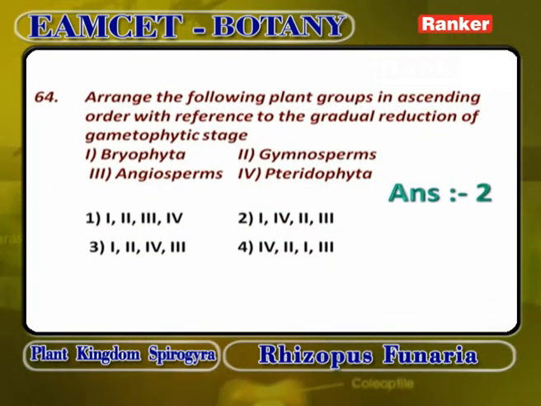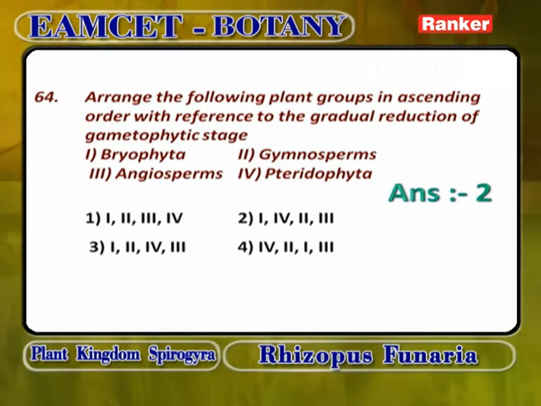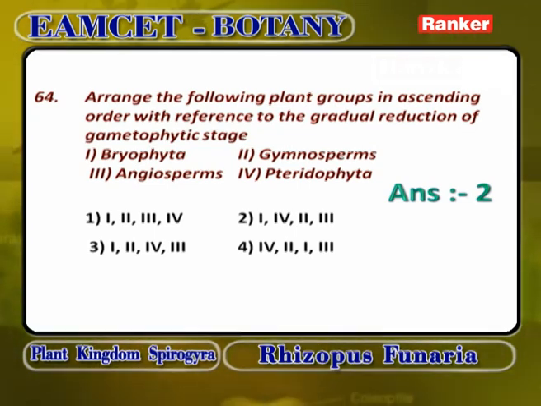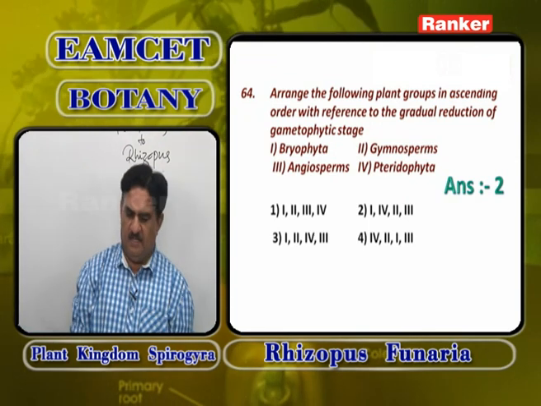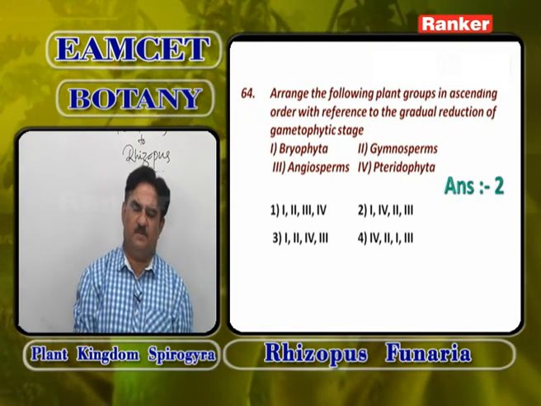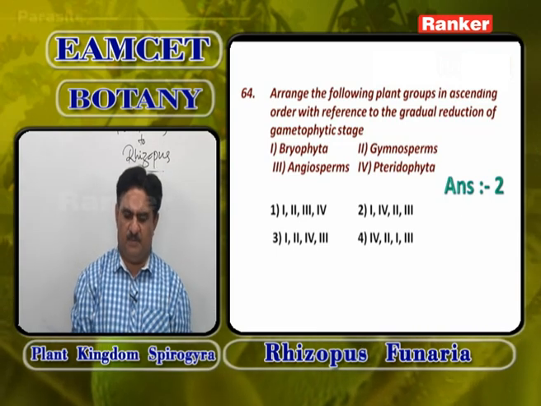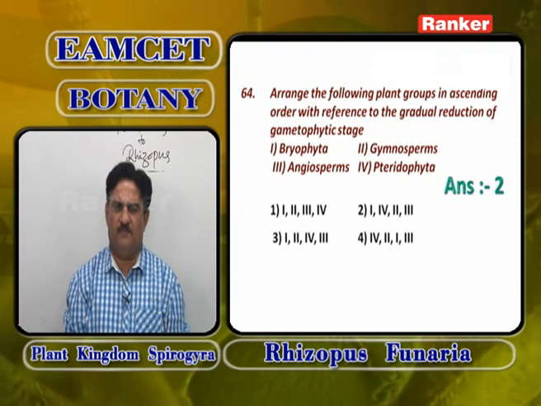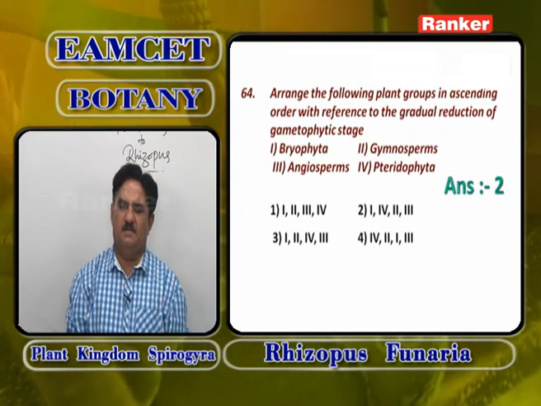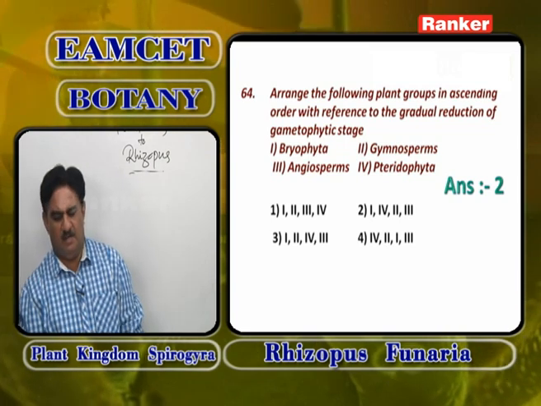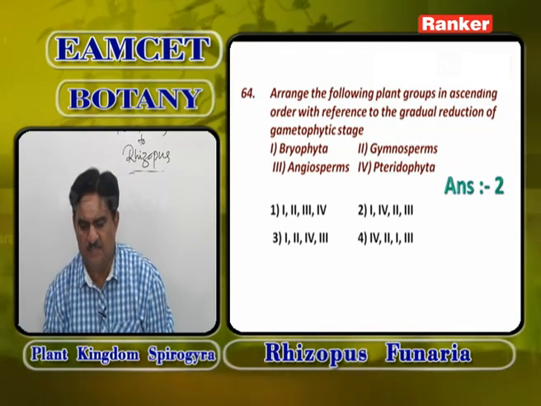Arrange the following plant groups in ascending order with reference to their gradual reduction of the gametophytic stage. That means the gametophyte slowly starts reducing and the sporophyte becomes prominent. Gametophyte is very much found in bryophytes. Next, the gametophyte is reduced and the sporophyte is a little bit prominent in pteridophytes. Then the sporophyte is very much developed, and the gametophyte is reduced in gymnosperms. Gametophytes are fully reduced and completely parasitic on the sporophyte in angiosperms. So, the answer will be the second one: Bryophyta, Pteridophyta, gymnosperms, angiosperms.